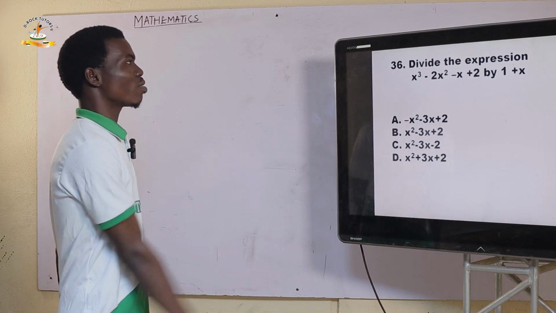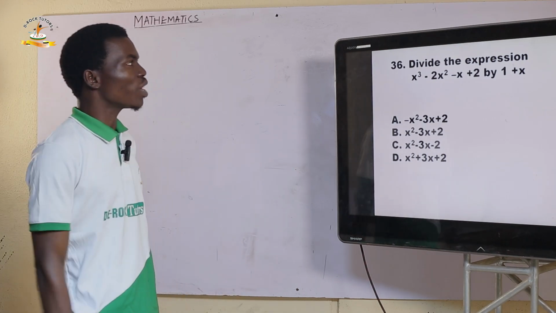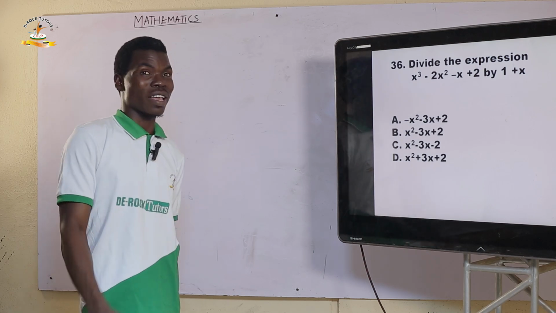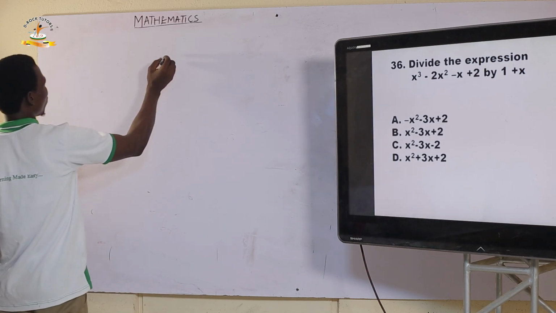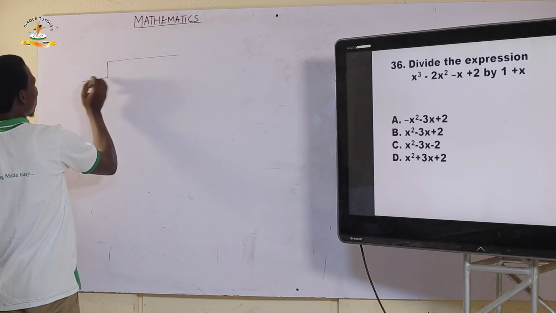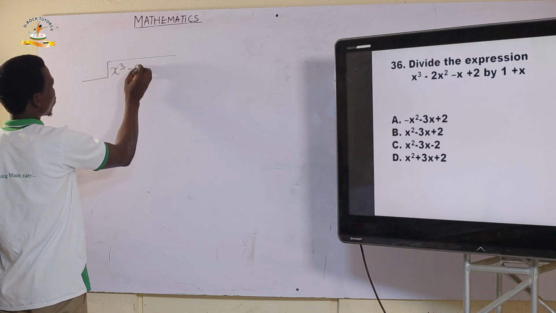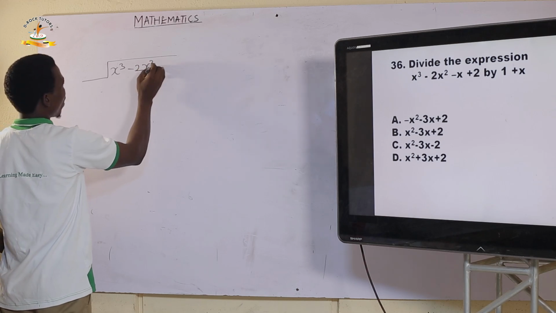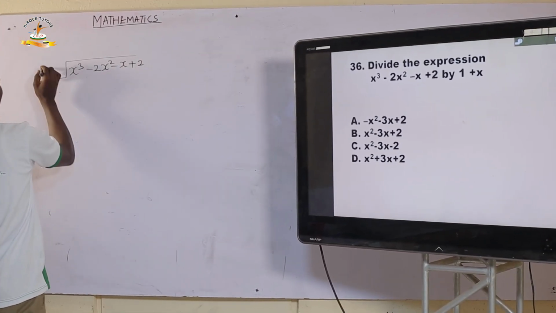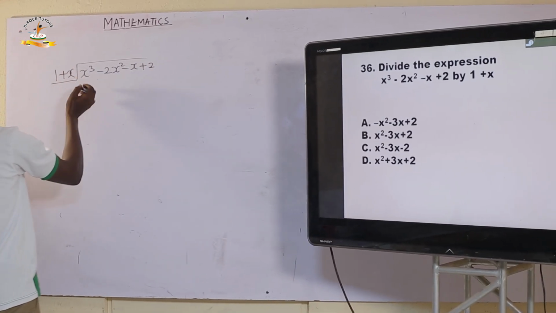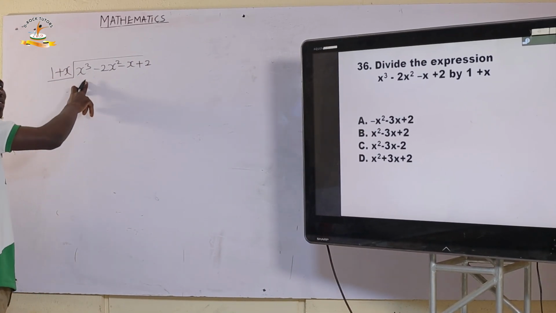So we go for question 36. It says divide the expression x raised to power 3 minus 2x squared minus x plus 2 by 1 plus x. And here we do this. We're going to write x raised to power 3 minus 2x squared minus x plus 2, and write our 1 plus x outside. So what is the thing we multiply by x to give us x cubed?